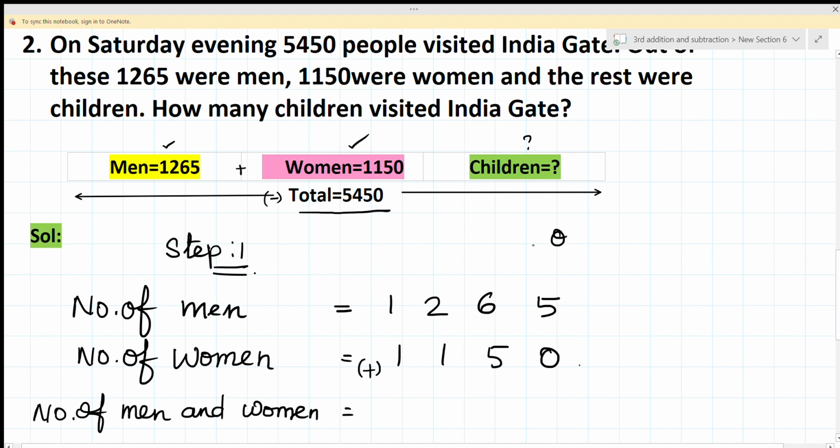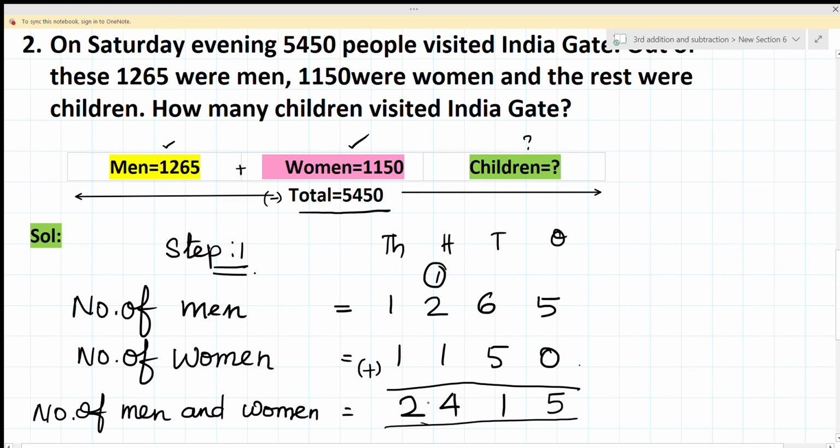Write down the place values: ones, tens, 100 and 1000. Now add the numbers. 5 plus 0, 5. 6 plus 5, 11. Write 1 down and 1 carry over. In hundreds place, 1 plus 2, 3. 3 plus 1, 4. In thousand place, 1 plus 1 is 2. So now we got the number of men and women who visited the India Gate.